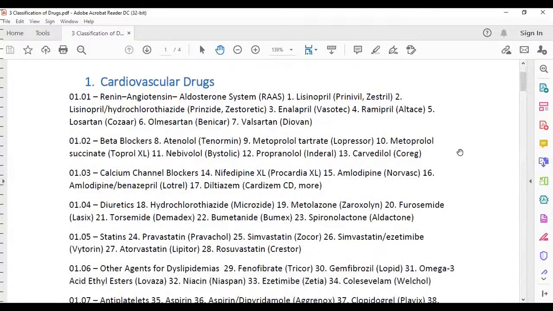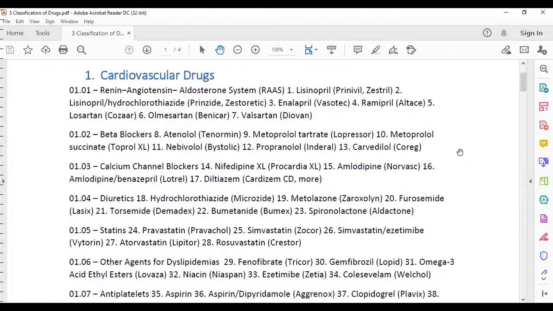Let's see cardiovascular. If you are interested in one of the cardiovascular categories, you can see that there are further subcategories available like renin, angiotensin, aldosterone system, beta blockers, calcium channel blockers. So this particular document will give you a handy tool to note down some of the good products in your mind when you're preparing for the interview. You don't need to memorize everything. You just need to focus on a few categories and a few subcategories so that you can answer right away.